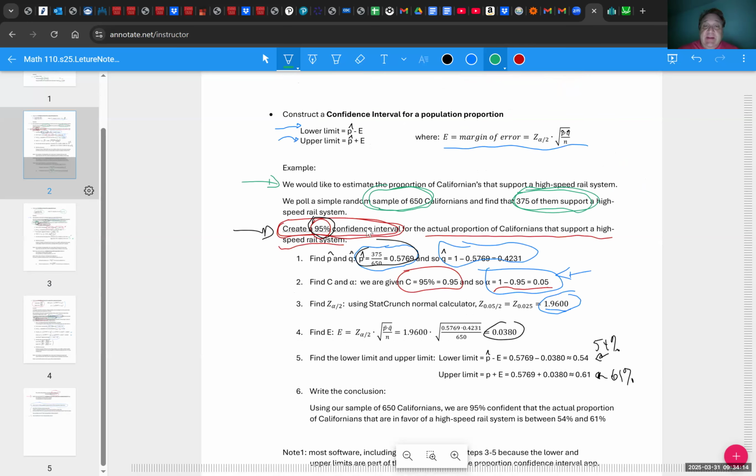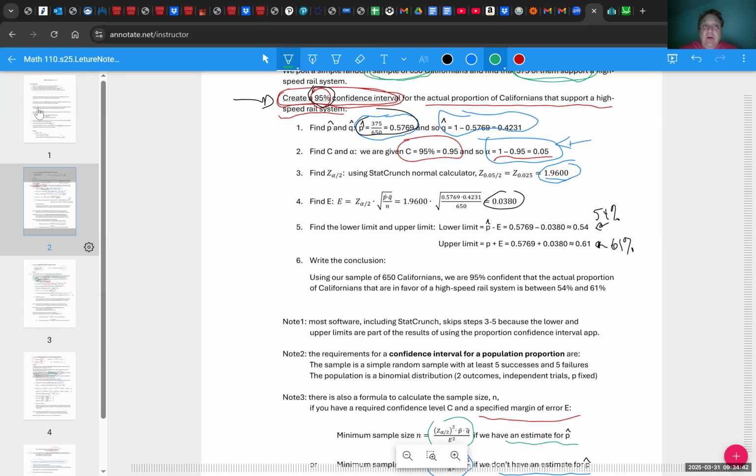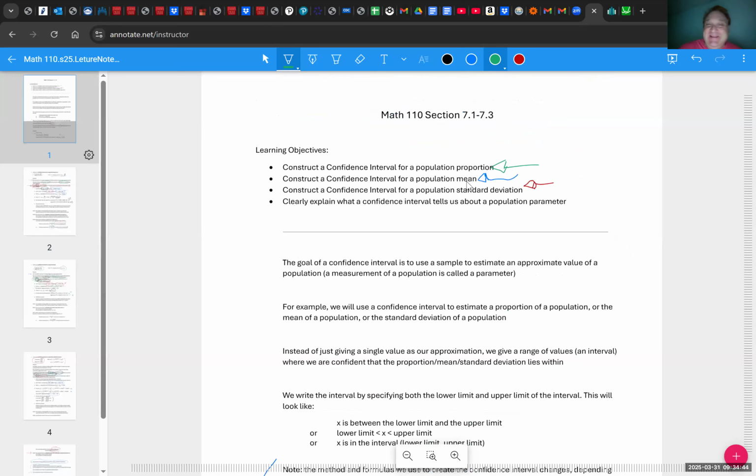And in the first example I did, we had a 95% confidence interval. So we're 95% confident that the actual proportion of Californians that are in favor of high-speed rail is between 54% and 61%. So it gives us a degree of confidence that the actual population parameter lies between 2 values. Okay, so that is the gist of section 7.1 through 7.3.